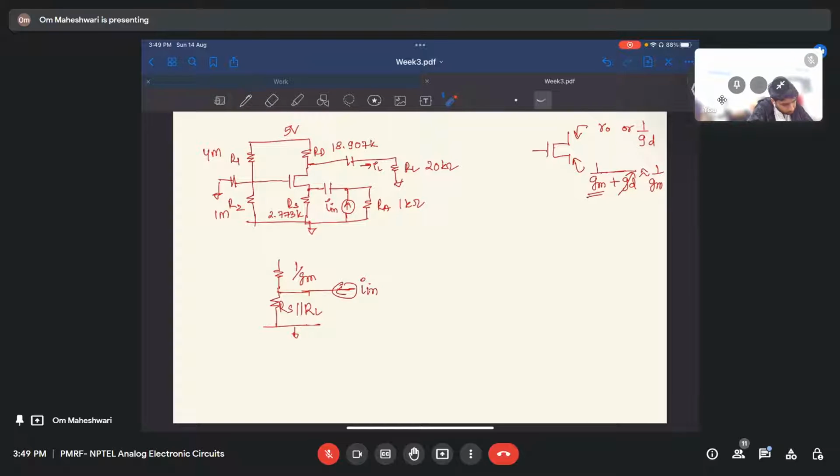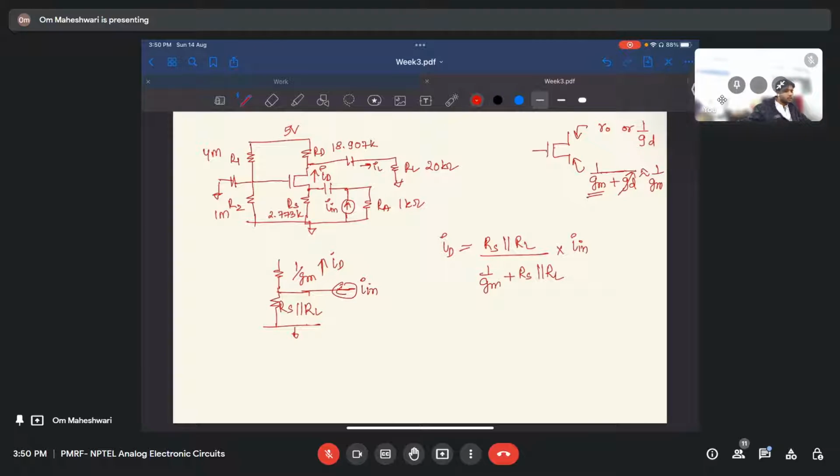So I in will go in this branch and this branch, but we want to find the current through the MOSFET. We can apply the concepts of MOSFET. Let me call this current ID. So we want to find ID here, and it is just division of current. ID will be RS parallel RL divided by 1 by GM plus RS parallel RL, into I in.